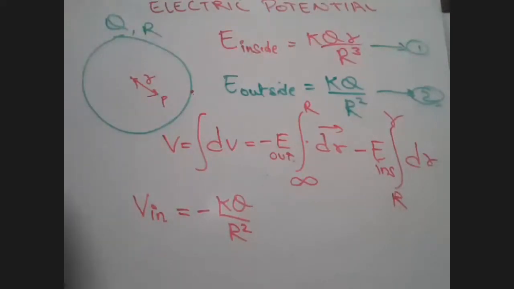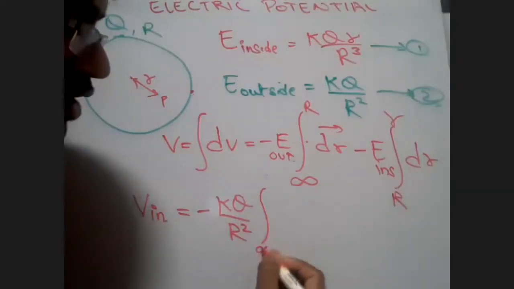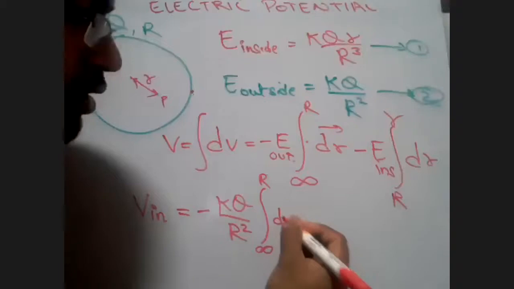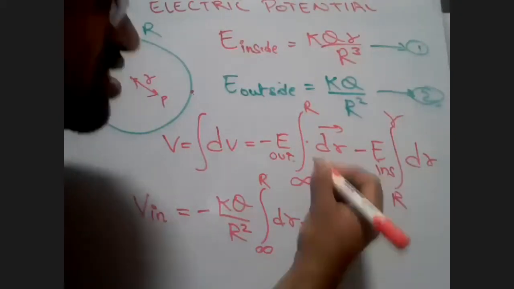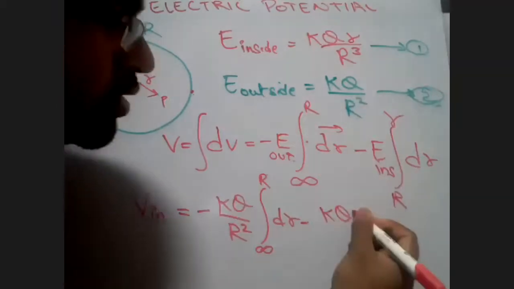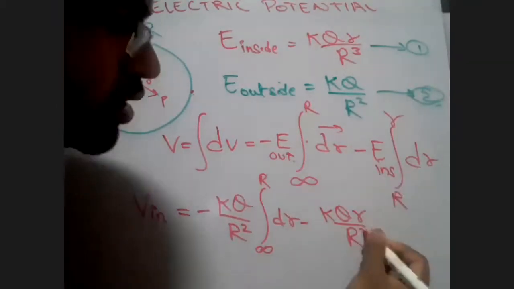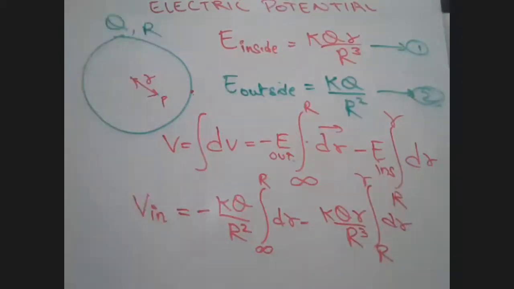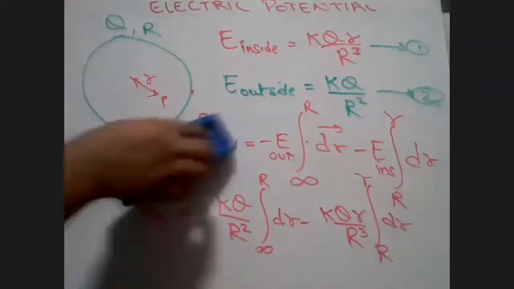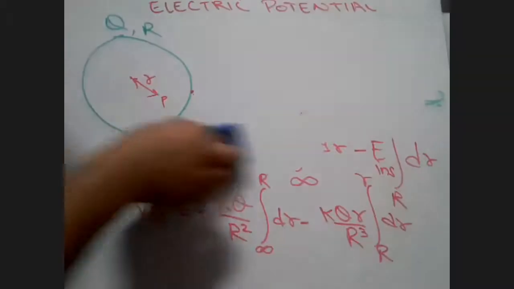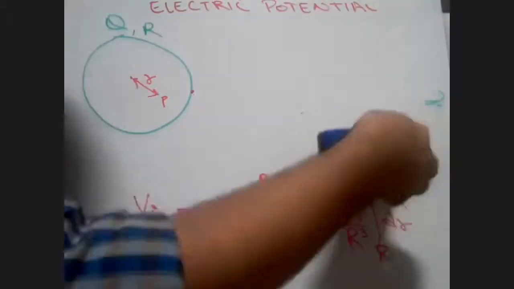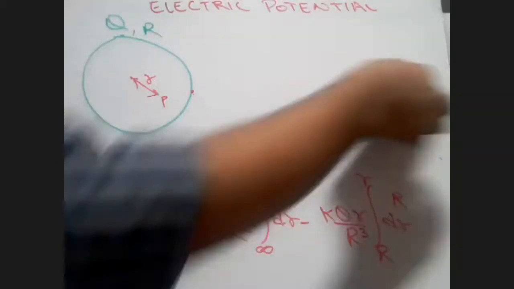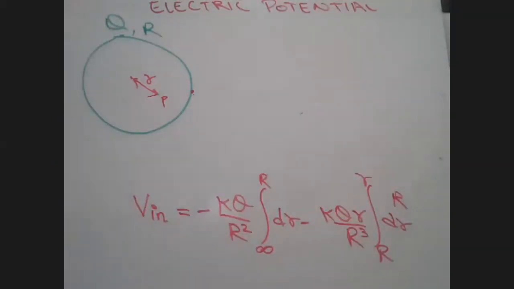And then it is going to be equal to the integration from infinity to capital R of dr, and then minus E inside, which is KQ small r upon capital R cube, again integration from capital R to small r of dr. Now tell me what is the integration of dr? It is r.